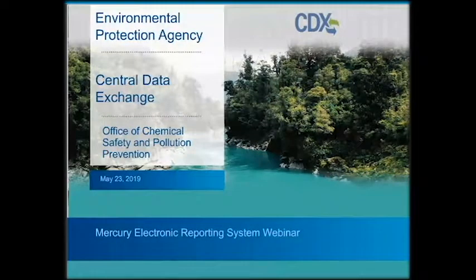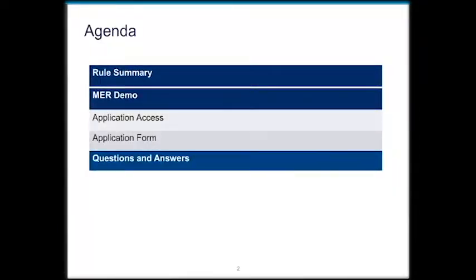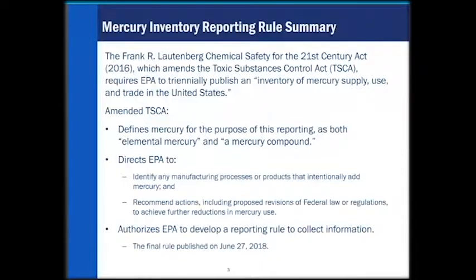Great, so let's go ahead and skip ahead. We have an agenda here on the second slide, but I'm going to go right to slide number 3, which is to start us off, what is the Mercury Inventory Reporting Regulation? Mercury Inventory was established in 2016 via amendments to TSCA Section 8, which were among the many amendments to TSCA and the Frank R. Lautenberg Chemical Safety for the 21st Century Act, or the Lautenberg Amendments. And under TSCA Section 8(b)(10), EPA must establish an inventory of mercury supply, use, and trade in the United States every 3 years, where mercury is defined both as elemental mercury and a mercury compound.